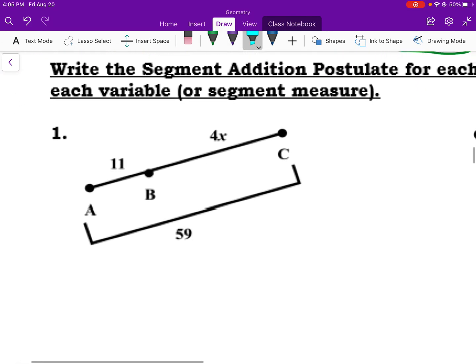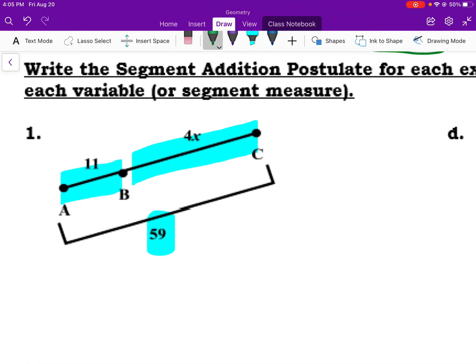Okay, so here we have the full measure, AC, defined as 59. AB is 11. And BC is defined as 4x. So if I were to write my segment addition postulate, I'm saying, first of all, that AB plus BC equals my full line segment AC. Right, so that's just the segment addition postulate.